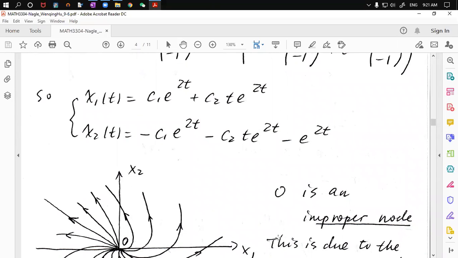Remember, the node point means that the eigenvalues are of the same sign, right? So here, both the eigenvalues are the same. They're both equal to 2, so you're going to have a node point.